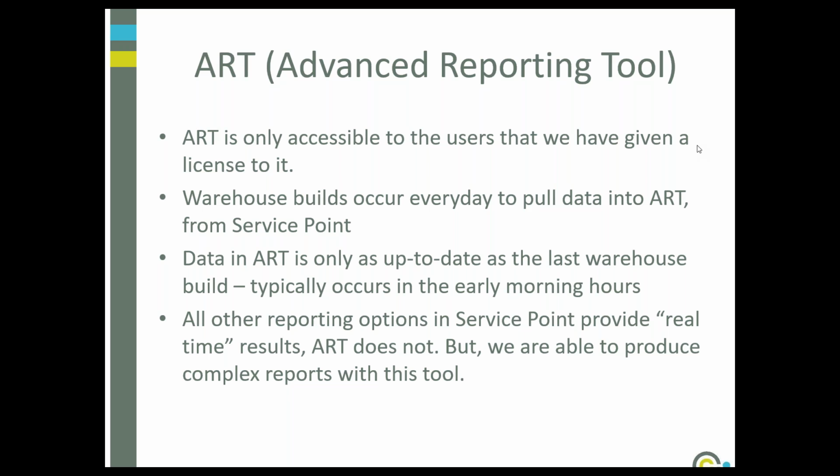So what that means is if I'm trying to run data out of an ART report and I just changed someone's data, I actually have to wait to the next day to see that change reflect in the report that I am running. So just take that into account if you're trying to run an ART report and get the data from there. If you've already made changes, they will not show in the report that you're about to run in the next few minutes. All other reporting options provide some real-time results, but again, ART does not. But we are able to really use ART to produce some complex reports.